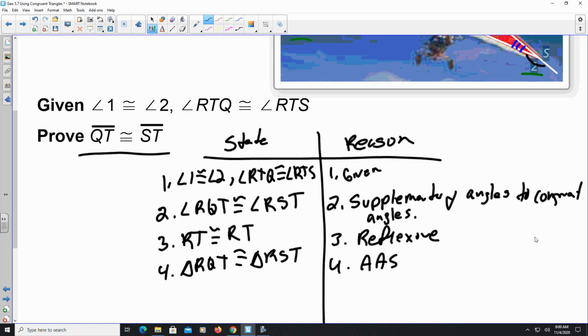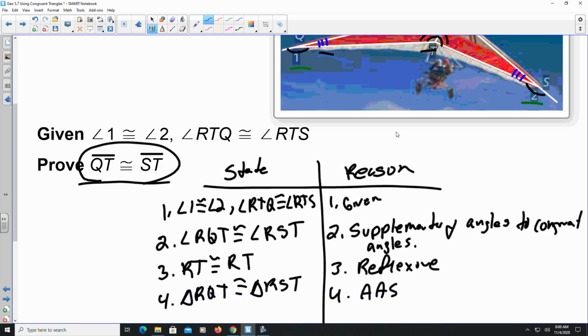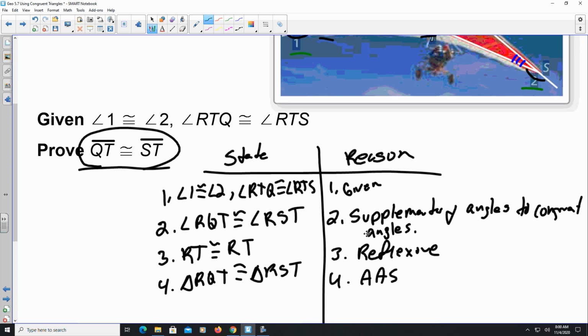All right, so I proved that those two triangles are congruent. But that's not the proof that they're looking for. They actually want just to show that QT is congruent to ST. Well, the reason why I showed that those two triangles are congruent is that now every single corresponding side and every single corresponding angle will be congruent, because I just showed that those two triangles are congruent.